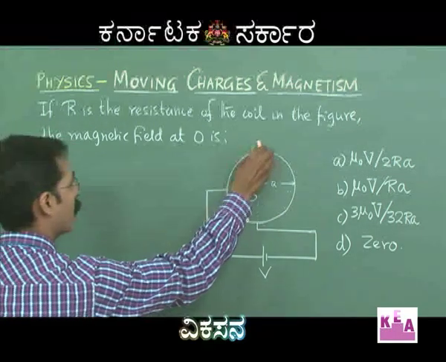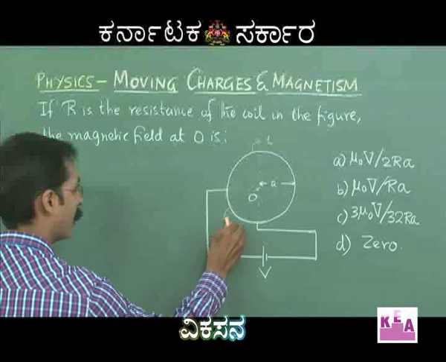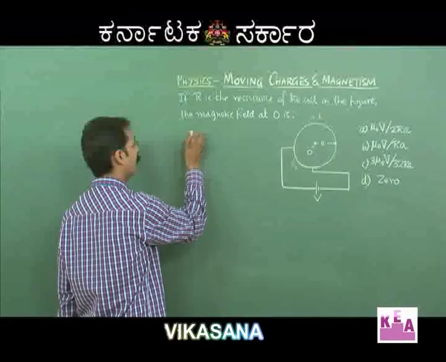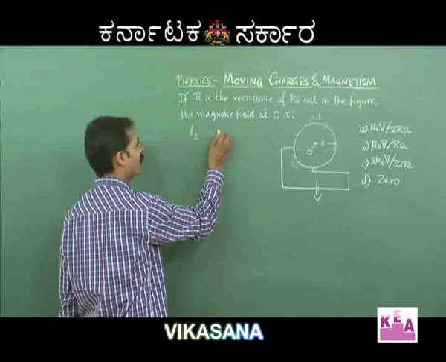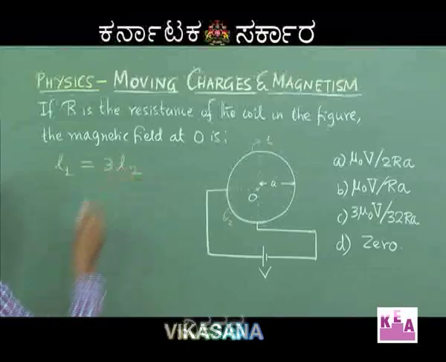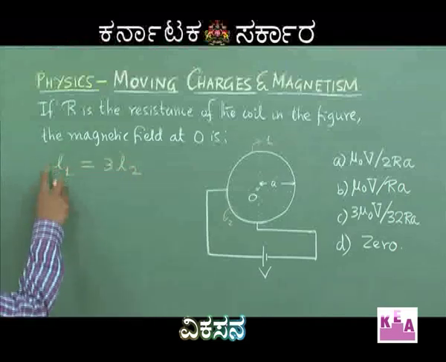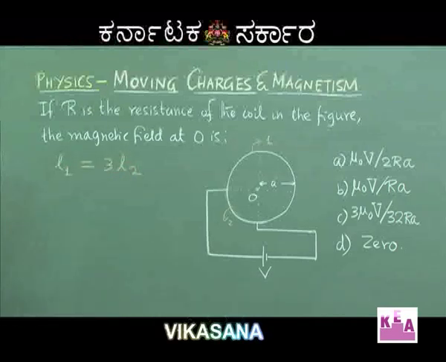If I call this part 1 and this part 2, then the length of the first part should be equal to 3 times the length of the second part. That is 3/4 of a circle, that is 1/4 of a circle.